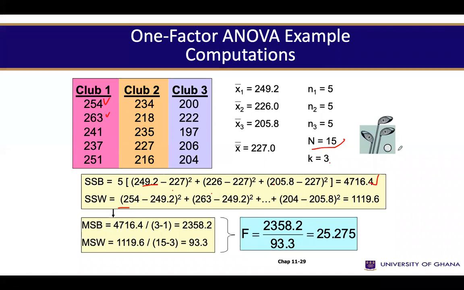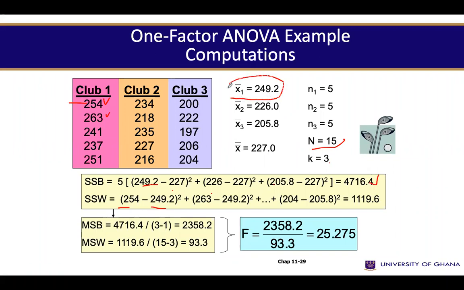All right, Michael. So please, with the SSW. If I take club 1, I'll take each element minus their respective mean, squared, and I'll do it for club 2 with its mean and club 3 with its mean. What am I calculating? The SSW, right? Yes. So for the SSW, when you take club 1, you take it from its group mean.